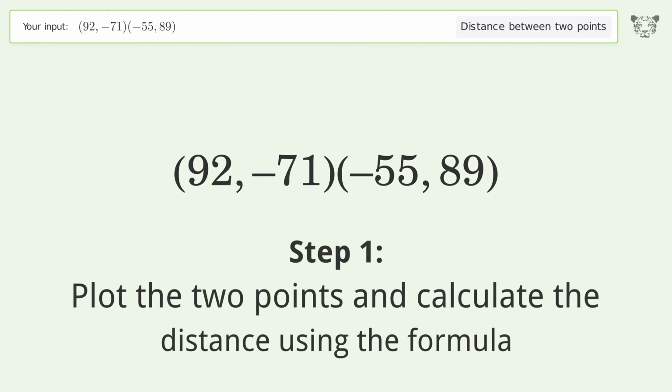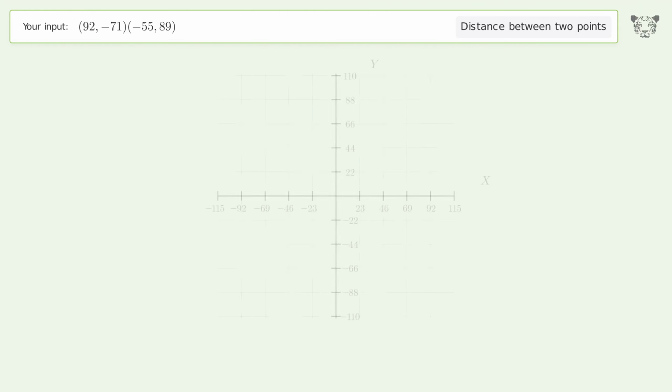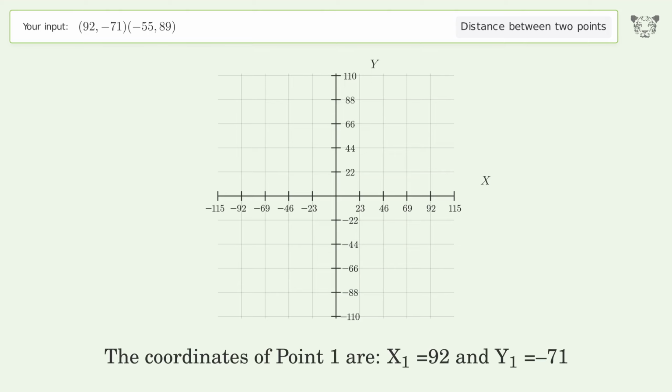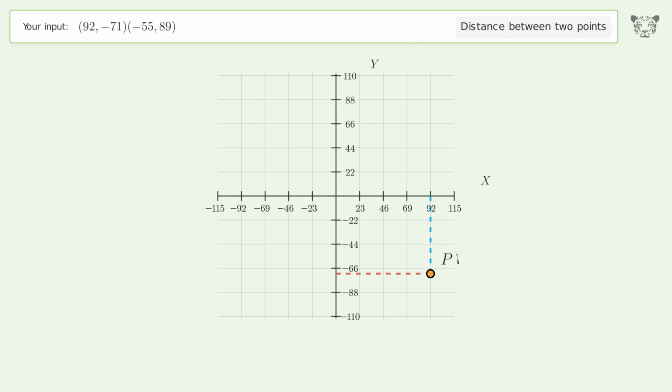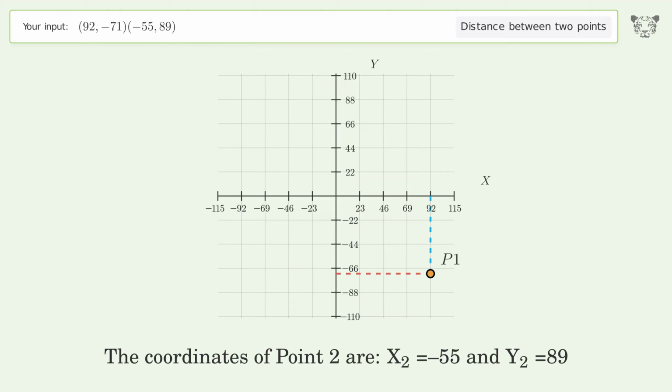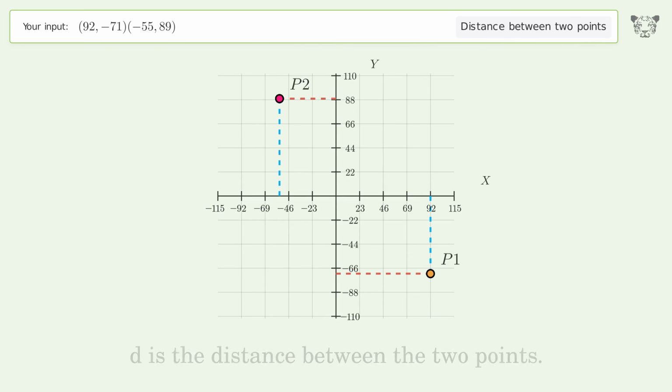Plot the 2 points and calculate the distance using the formula. The coordinates of point 1 are, x1 equals 92 and y1 equals negative 71. The coordinates of point 2 are, x2 equals negative 55 and y2 equals 89. D is the distance between the 2 points.